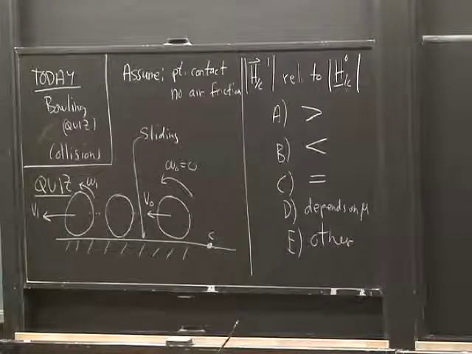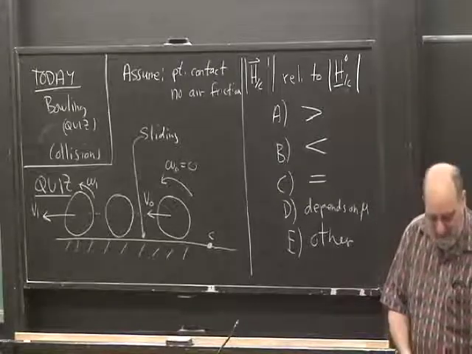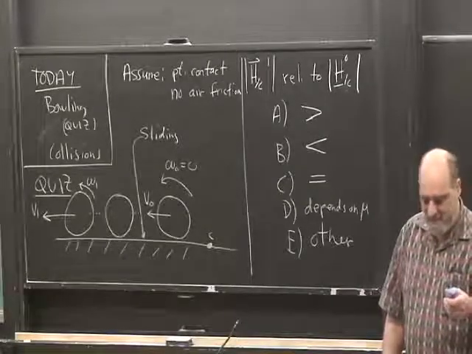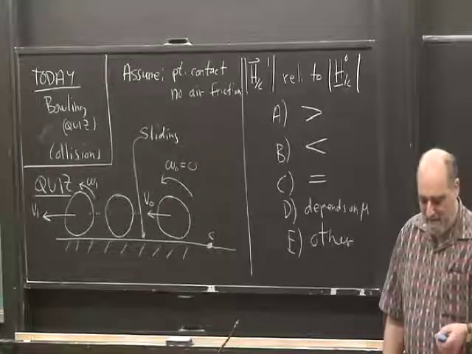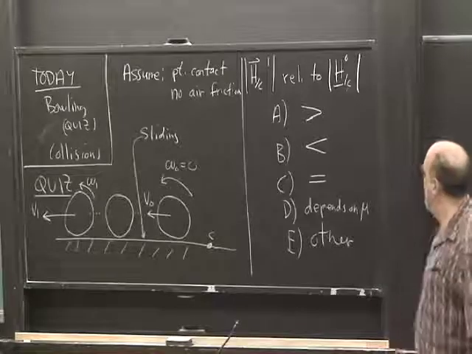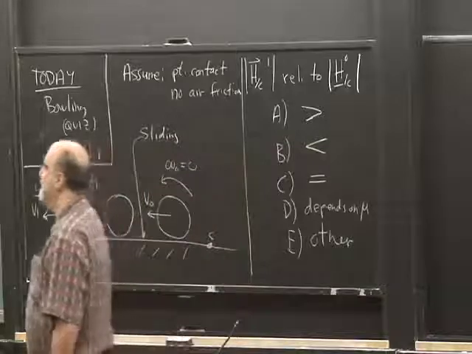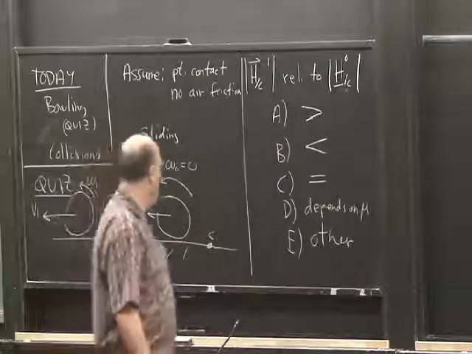Okay, 10 seconds more. 1, 2, 3, 4, 5, 6, 7, 8, 9, okay, 10. We lock it up. We look at how you voted. Okay. So let's try and work this out.